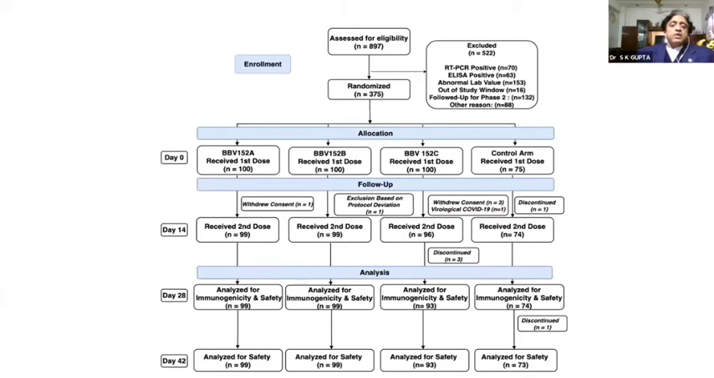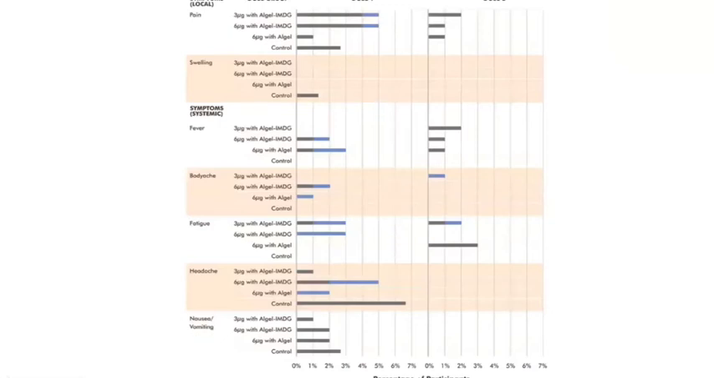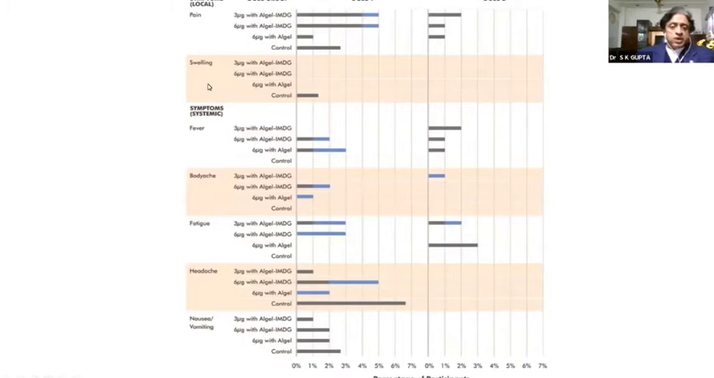This is the result of phase 1 and phase 2. For phase 2, nearly 897 people were recruited. These are the recruitment criteria. And after the exclusion, they were randomized to 375 people. And this is the data of the side effects. Initially, there were some side effects: pain and other local side effects, and some systemic effects also, fever, body ache, fatigue, headache. You will see that they were mainly common after the first dose. They were hardly seen after the second dose.